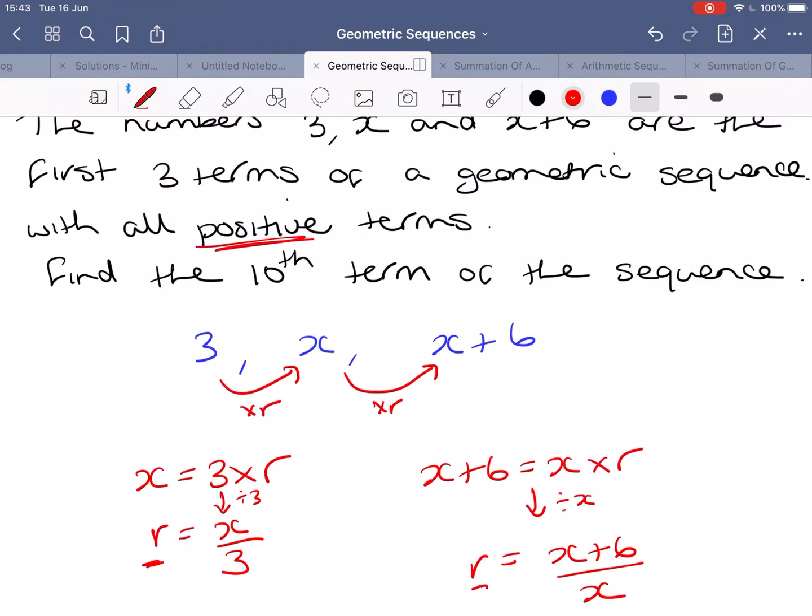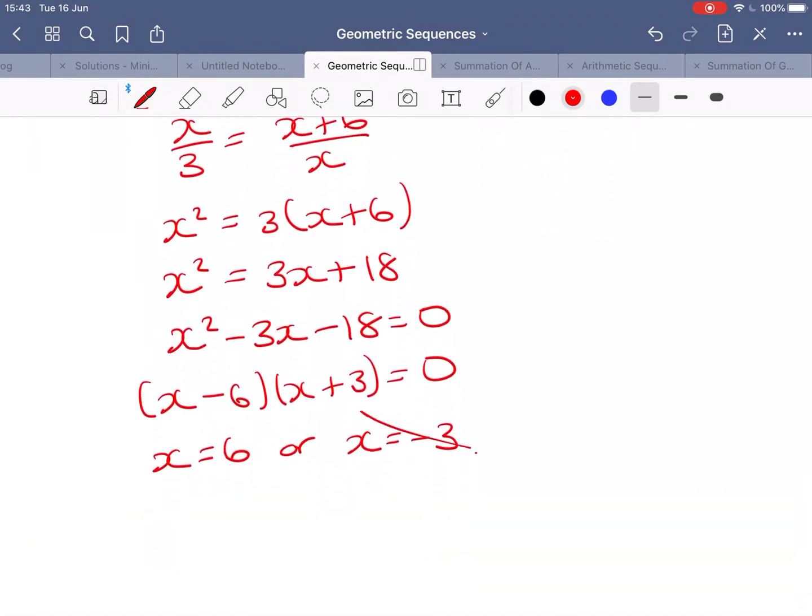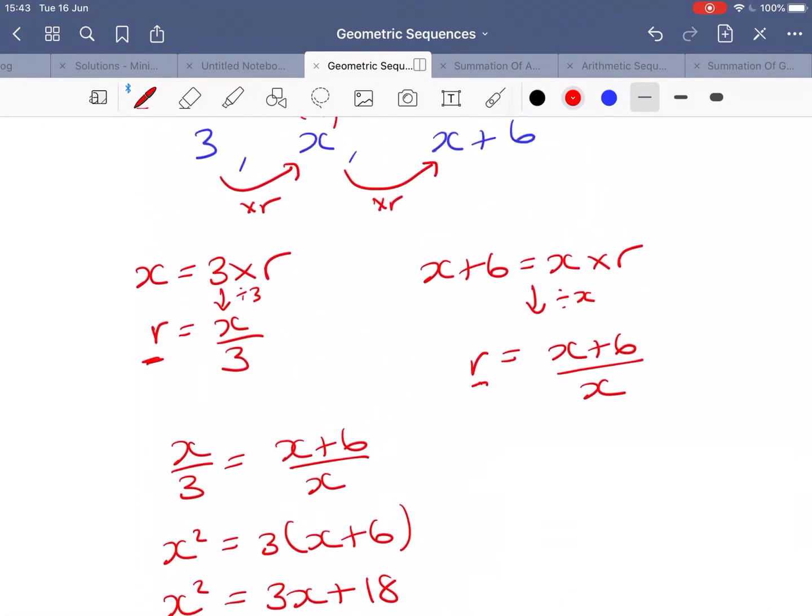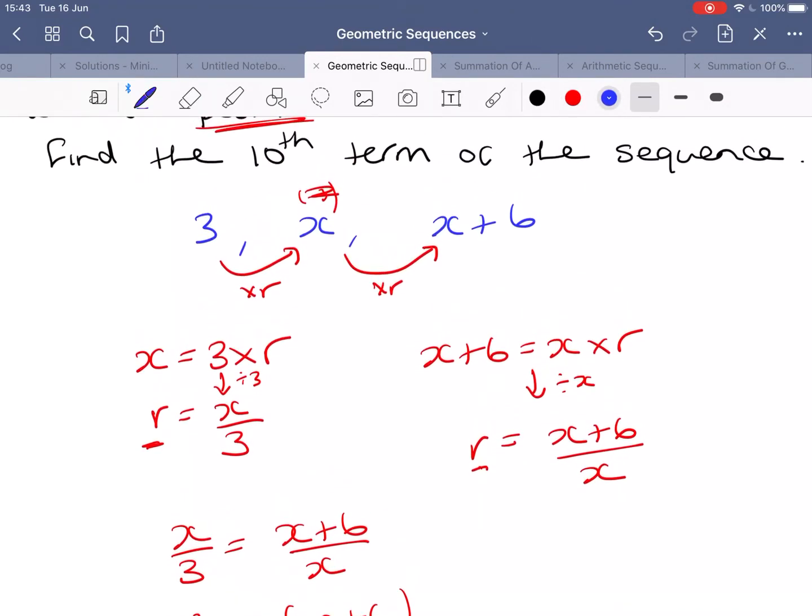Now it says all positive terms. So if x was minus 3, that wouldn't give a positive term, would it? So my x must be 6. So I can write down what my sequence is.